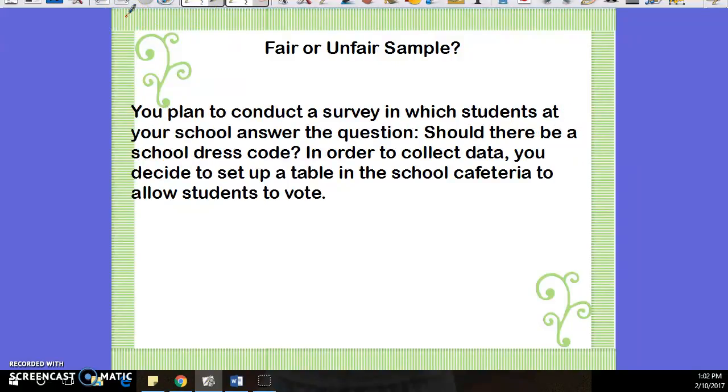All right, next one. You plan to conduct a survey in which students at your school answer the question, should there be a school dress code? In order to collect data, you decide to set up a table in the school cafeteria to allow students to vote. This can be an unfair sampling because it is voluntary.